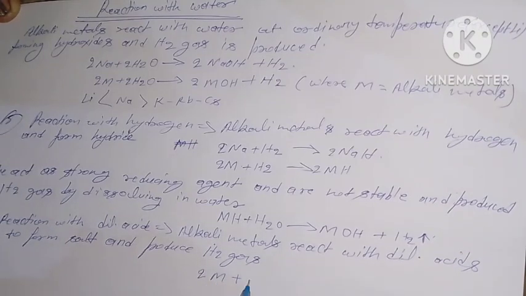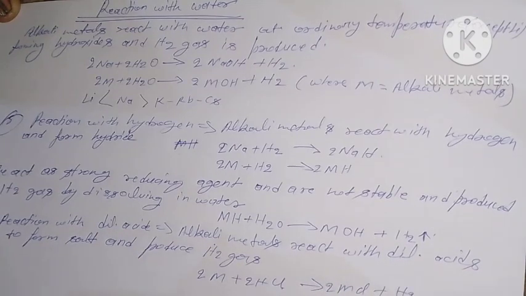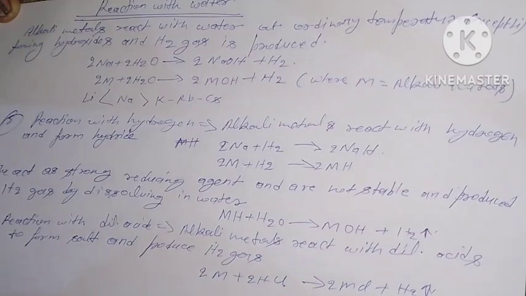2M plus 2HCl gives 2MCl plus hydrogen gas, okay. Alkali metals react with dilute acid to form salts and produce hydrogen gas, okay. 2M plus hydrochloric acid gives 2MCl plus H2, hydrogen gas, okay.